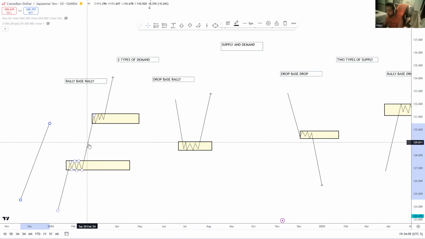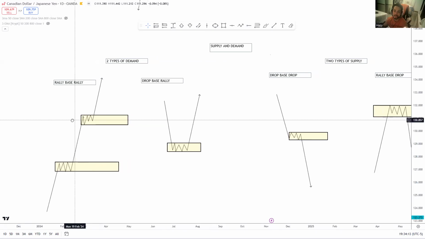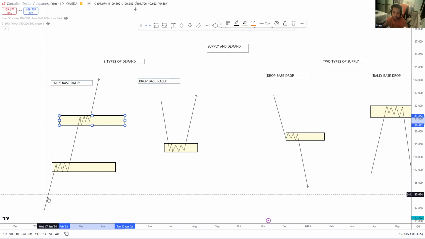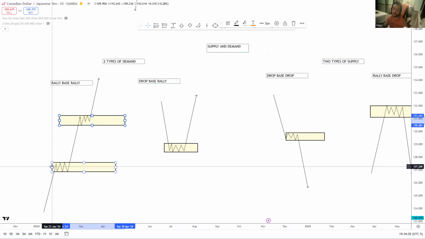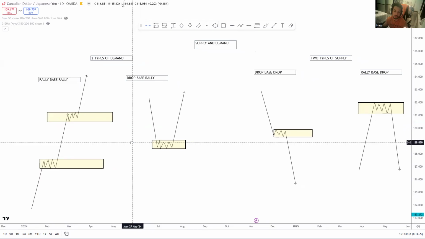All right. Which is the demand zone? The demand zone is basically the base. This is the base, which is composed of indecisive candles, and this is the base of a rally-base-rally. The base is composed of indecisive candles, and then we have another explosive move to the upside.